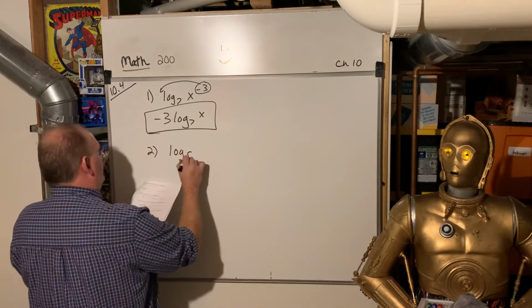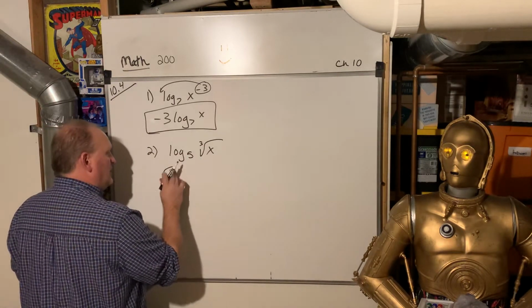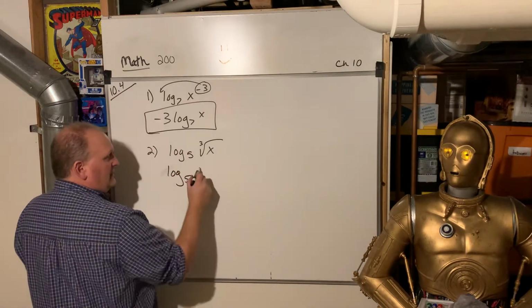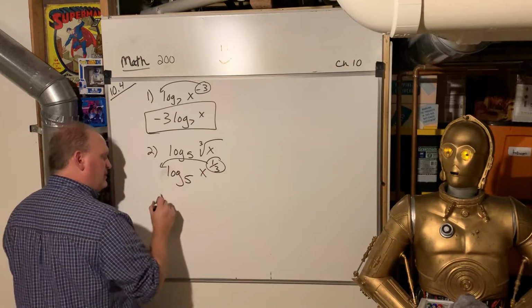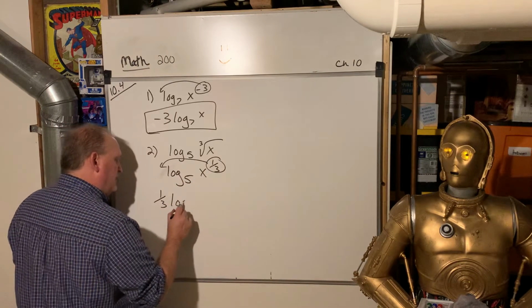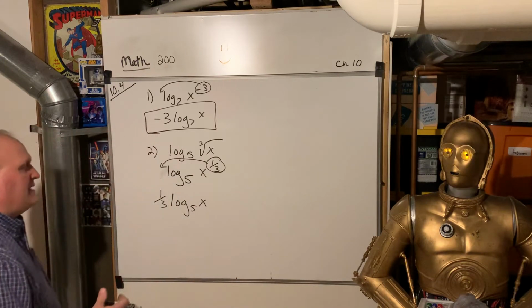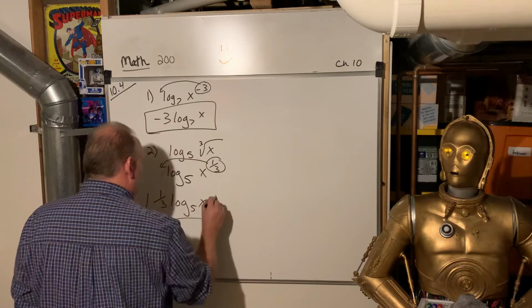Okay, let's look at another one. Log base 5 of the third root of x. So really, that's log base 5 of x to the 1/3 power, and then come on down. You can pull that 1/3 down in front. Okay, and so now you might say, well, why? Why do we get to pull that down? And these are kind of hard examples to explain it.